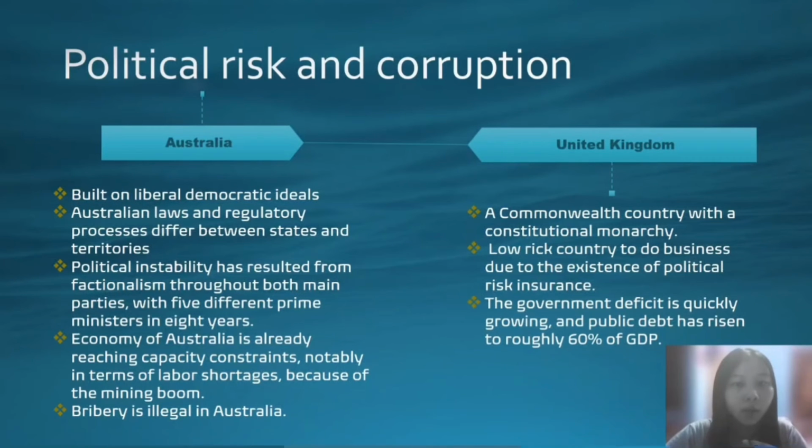The United Kingdom is a Commonwealth country with a constitutional monarchy. The UK is a low-risk country to do business in due to the existence of political risk insurance. The government deficit is quietly growing, and public debt has risen to roughly 16% of GDP.